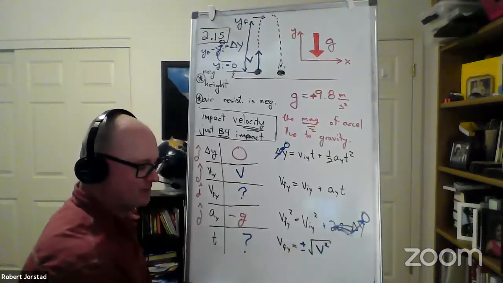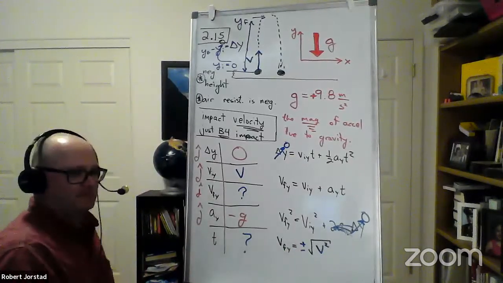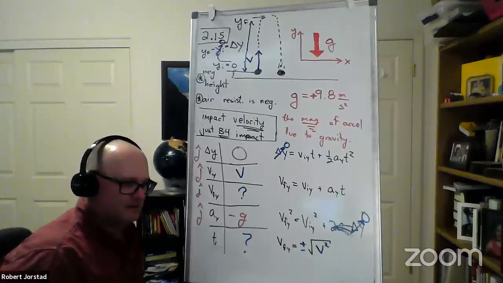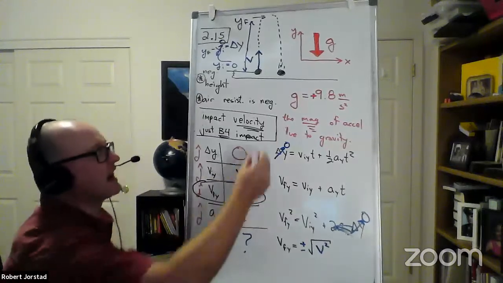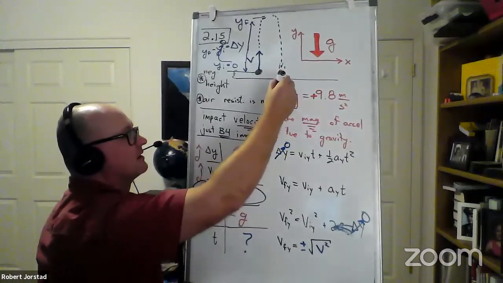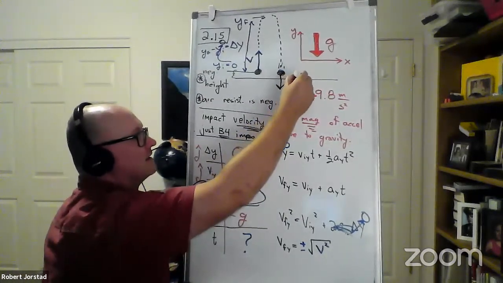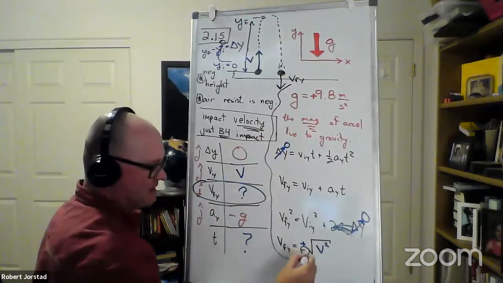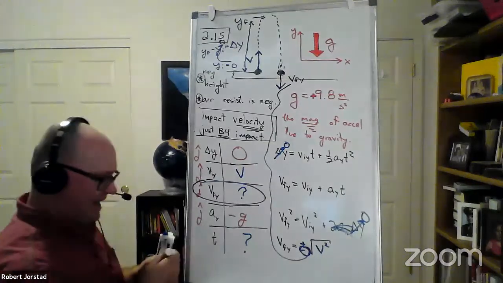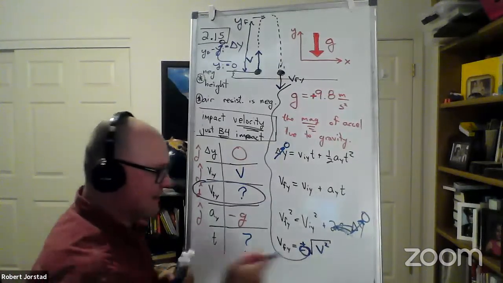And in this case, which one makes sense? The minus. Think about it. At the end of the problem, aren't you going downwards? So we need that minus sign right there. So it's actually negative v.